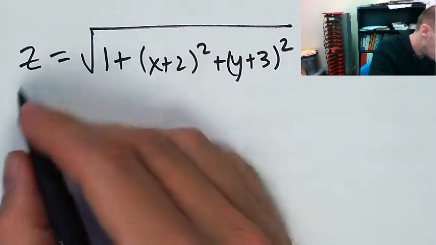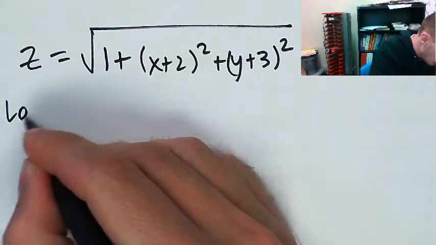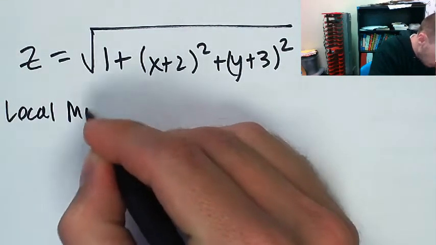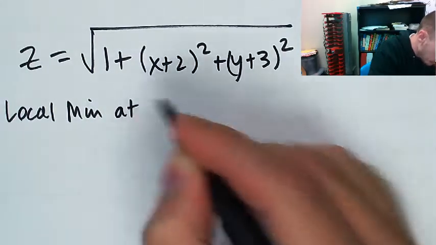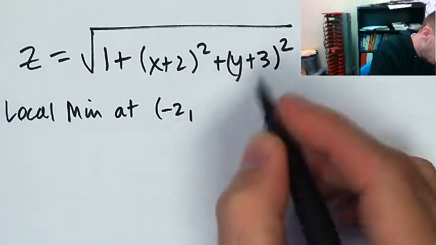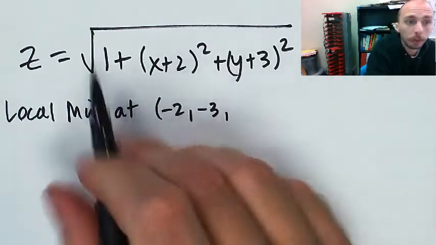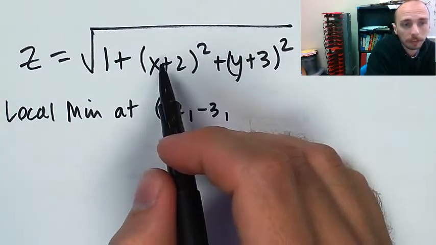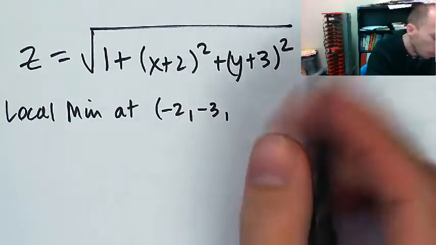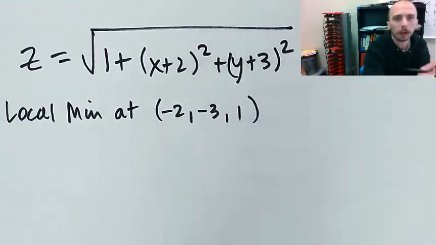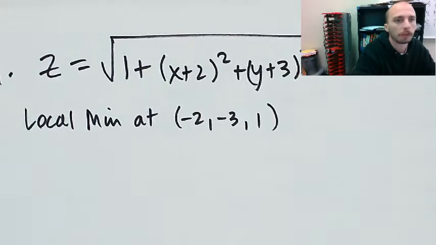So that's going to be a local minimum at the point where x equals -2 and y equals -3. And I also know what the z coordinate is, because if x is -2 and y is -3, then z will be the square root of 1. That's all we're asking for here: determine the location of the minimum or maximum.